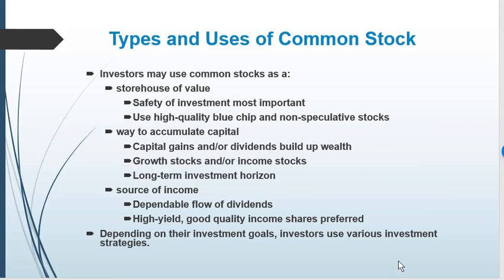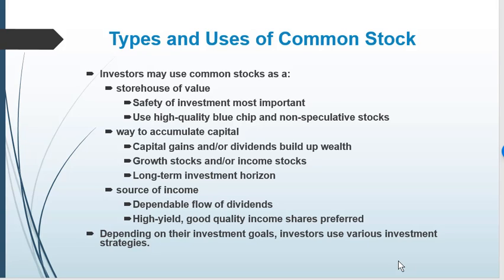So how do people use common stocks? They use it as a storehouse of value, right? Typically, they're looking for some safety. They might be trying to accumulate capital. So their capital gains and or dividend incomes are going to help them to build their wealth with compound returns. So they might be looking for growth stocks and or income stocks. Typically, if they're looking to accumulate capital, they're looking for a longer term investment horizon.